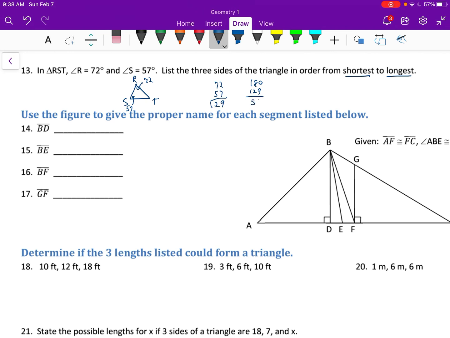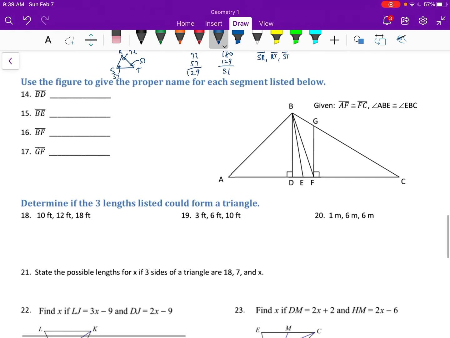That's going to be 51. So angle T is 51 degrees. So we want the shortest side to the longest. Shortest will be across from the smallest angle. The smallest angle is T, so the smallest side is SR or RS, either one. Next smallest side is, our angle is S, so RT would come next. And then the longest side would be across from the 72, which is ST.